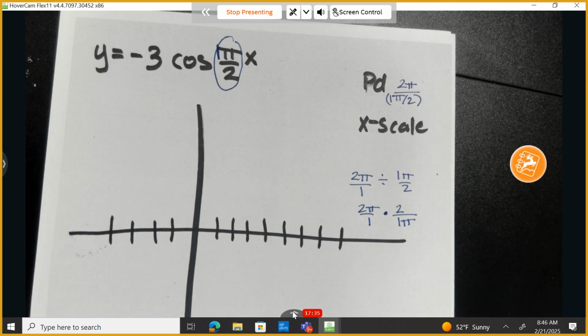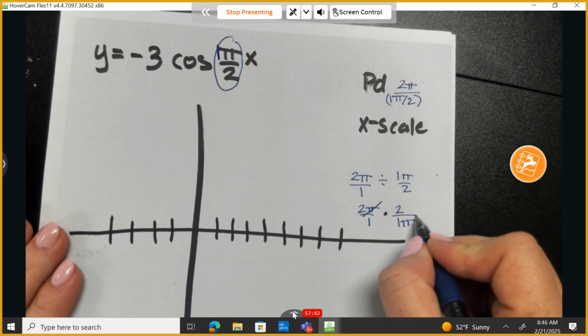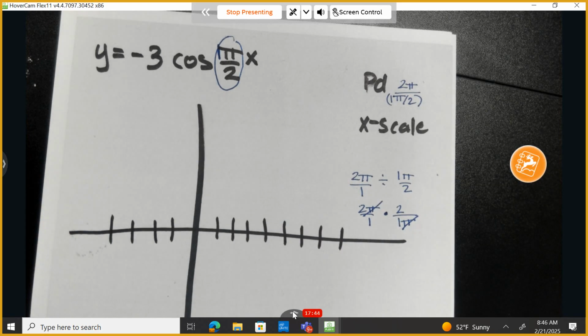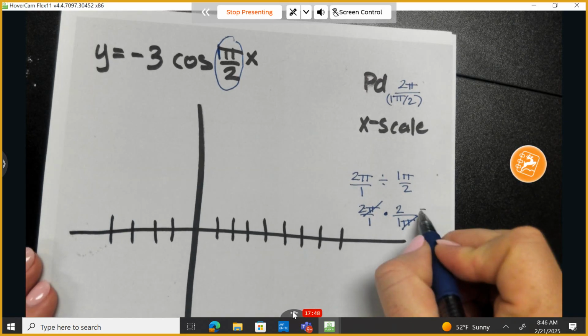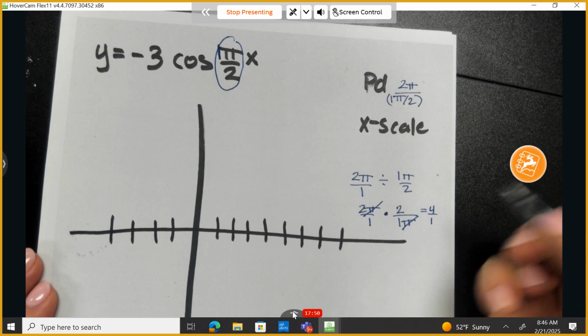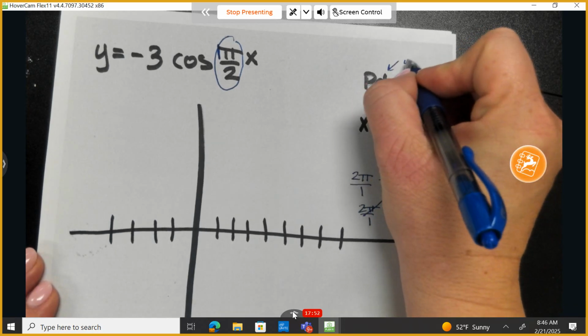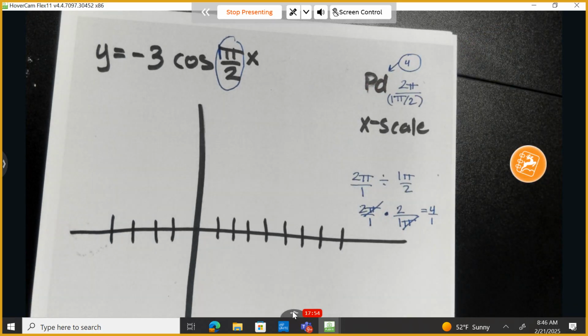Guess what happens to the pi on top and the pi on the bottom? Yeah, we like to use the word cancel. Really, they're going to simplify to 1, but they disappear, right? Our next thing we're going to do is we have 2 times 2 is 4, 1 times 1 is 1, so this gives me 4. The period is 4, not 4 pi, because the pi's have disappeared. They've simplified into 1. They've canceled out, if you like to think of them like that. So the period length is 4.